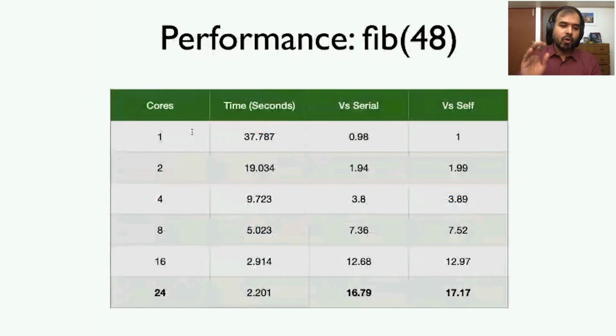And let's see how this performs. So what we are doing here is we are computing the 48th Fibonacci number, right? And we ran it on a machine with 24 physical cores. And we see that we get around 17 times speedup. And the speedup is roughly reflective of what you will get with similar programs. Okay, that was nested parallelism.